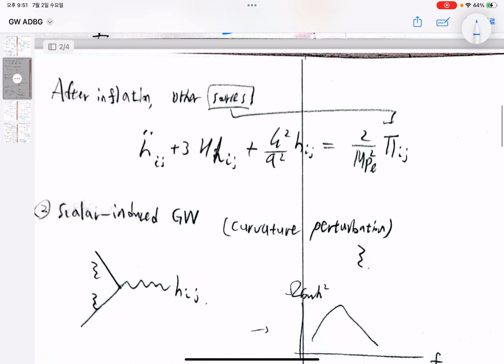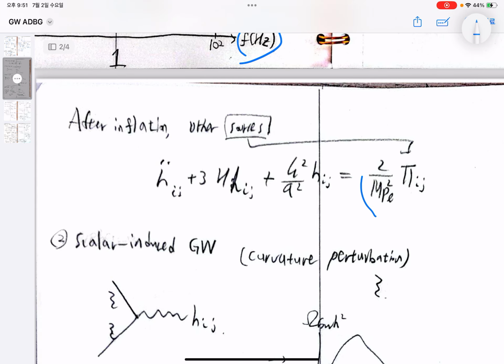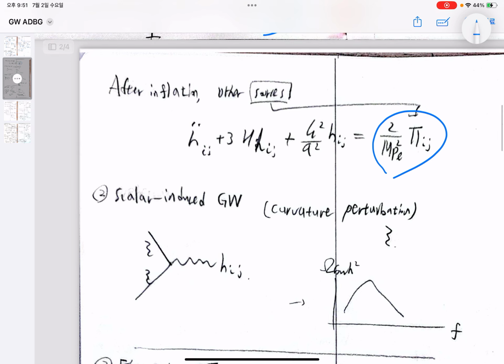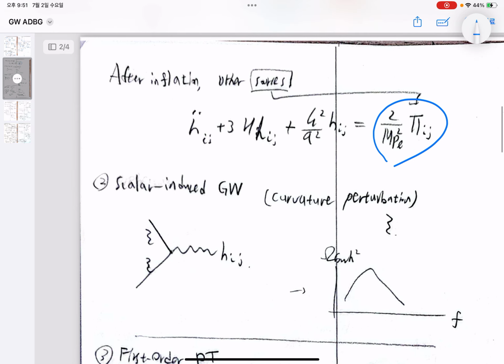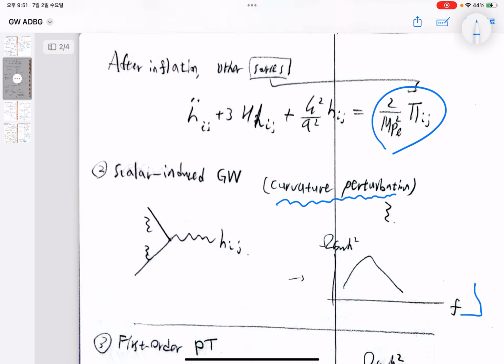After the inflation, there are several sources. So the right hand side now gets the energy tensor contribution. The possible sources include several things in the early universe. The first one is scalar induced gravitational waves, which come from the curvature perturbation. These scalar curvature perturbations couple to the gravitational wave metric, and this gives a similar plot.